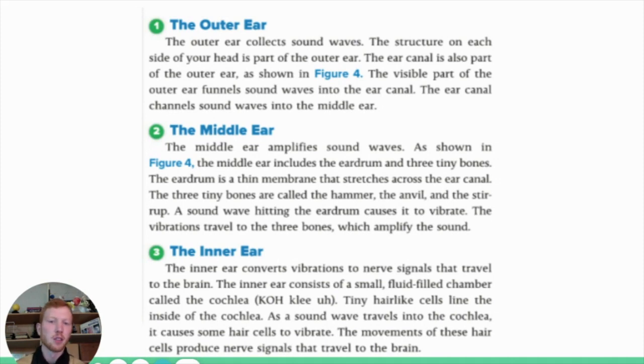Again, let's repeat this. The outer ear collects sound waves, the middle ear amplifies sound waves, and the inner ear converts vibrations to nerve signals that travel to the brain. Once you have those 3 things, you will be good to go to earn your 5 points for your warm-up today.